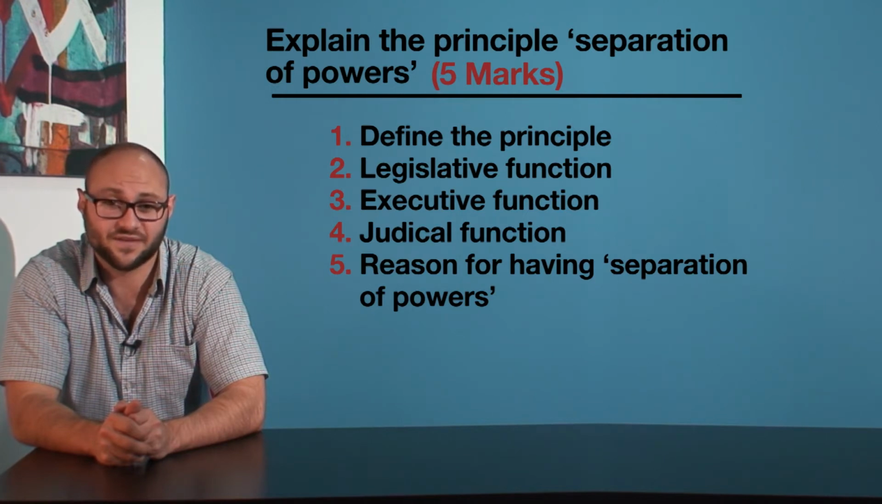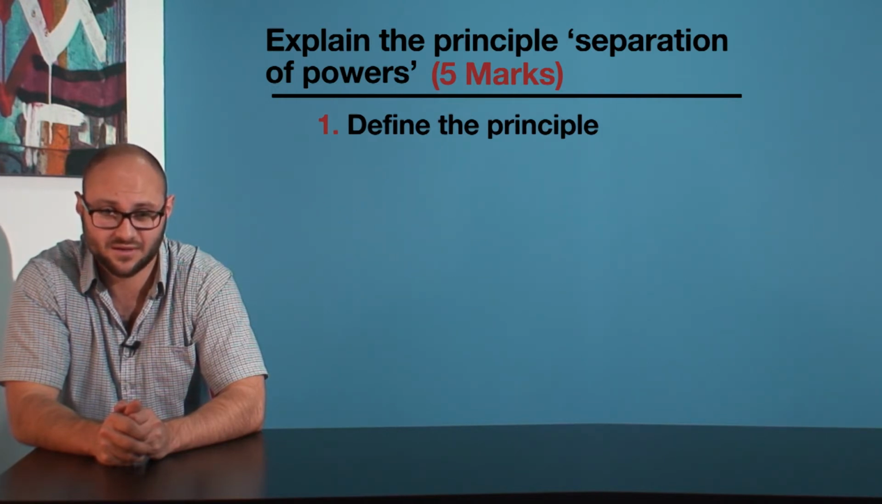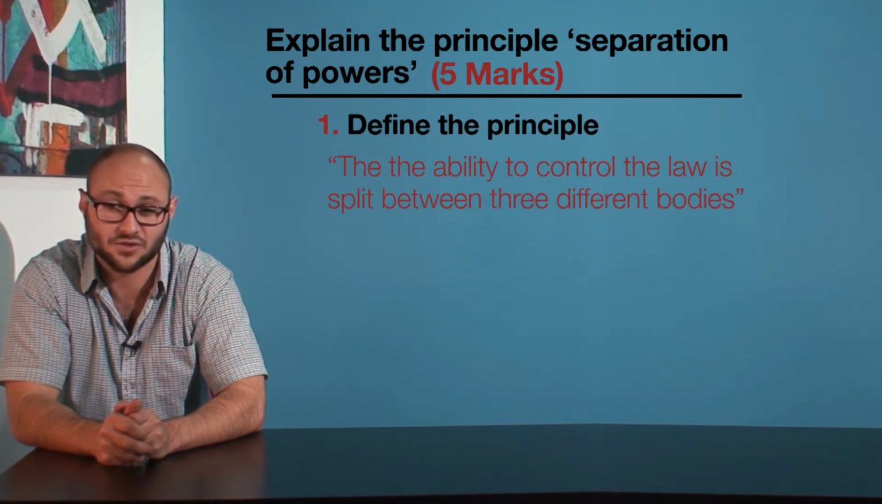Firstly, you have to define the principle in 1 or 2 sentences. As you will have learned in class, separation of powers means that the ability to control the law is split between 3 different bodies, all of which act as checks and balances on each other.